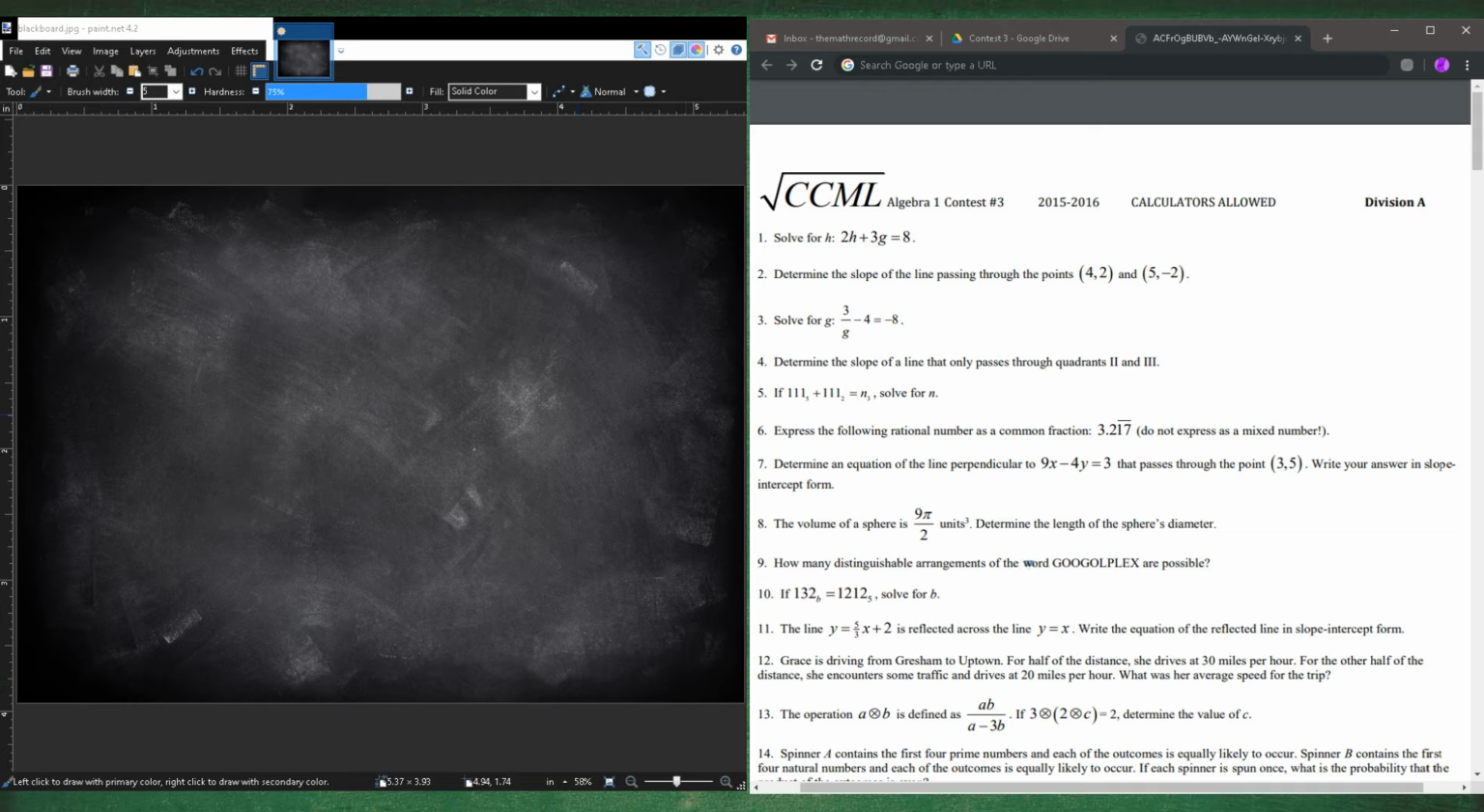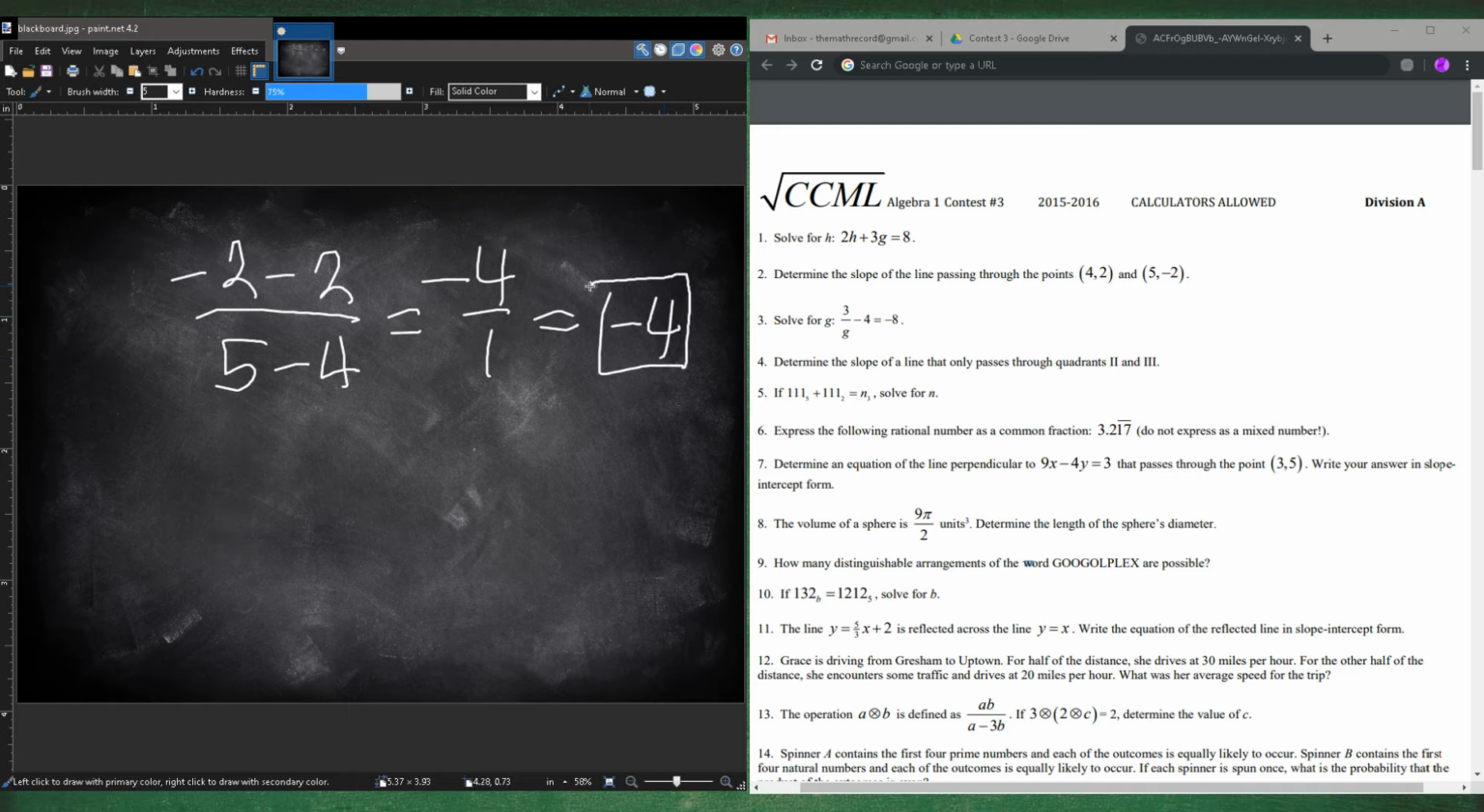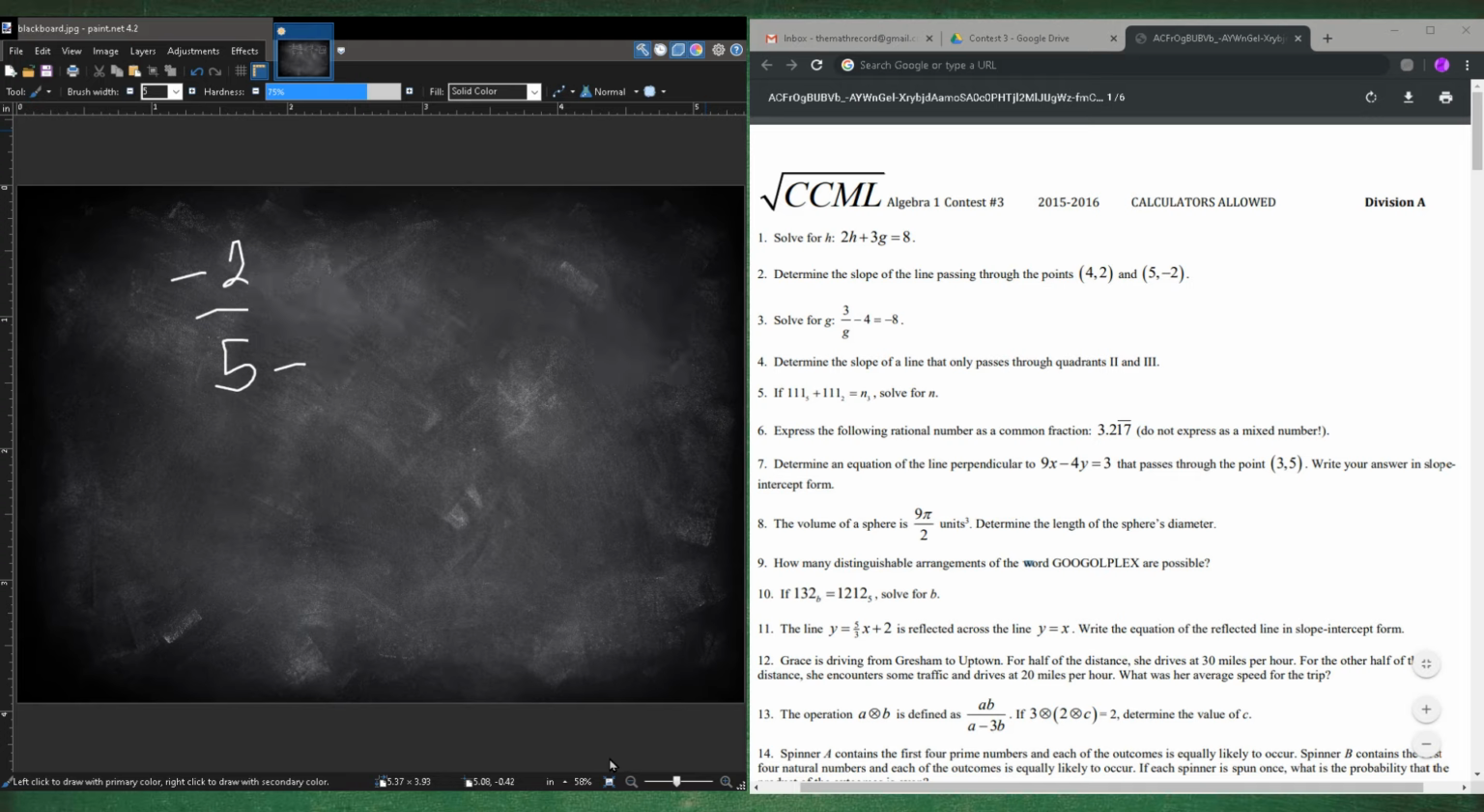Question 2. Determine the slope of the line passing through the points (4, 2) and (negative 5, negative 2). The slope is just the change in y over the change in x. So negative 2 minus 2, all over negative 5 minus 4. So that is just negative 4 over 1. So the slope is just negative 4. Really simple.